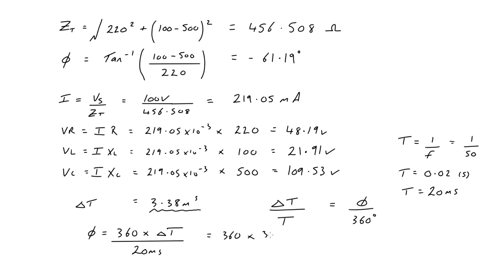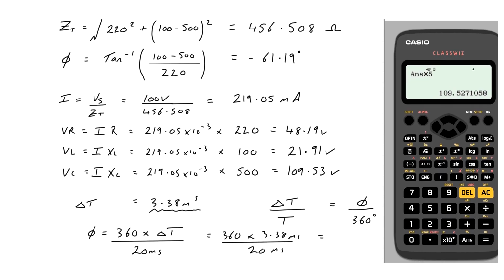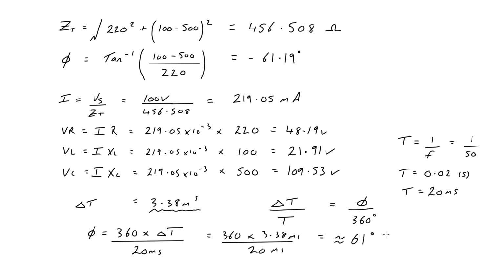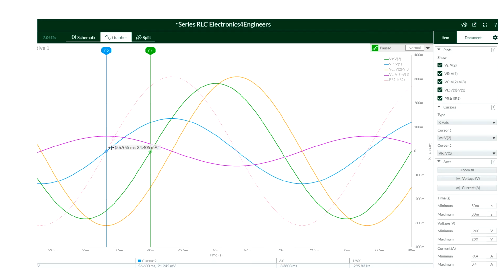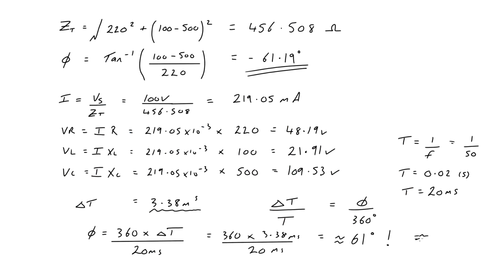360 times 3.38 milliseconds divided by 20 milliseconds. It should be minus 3.38, but I put it as 3.38, but it doesn't matter because we know it's negative. It gives us 61 degrees roughly, and from observation that's very close to the theoretical value. We had minus 61.19 degrees. Just to show that that was actually a negative time difference, it gives us minus 61 degrees.